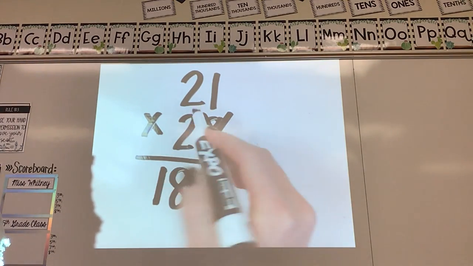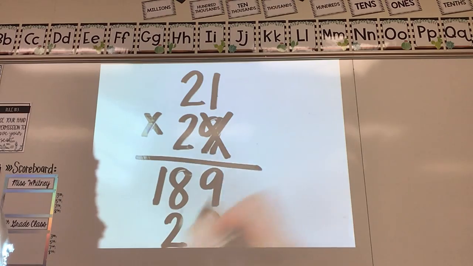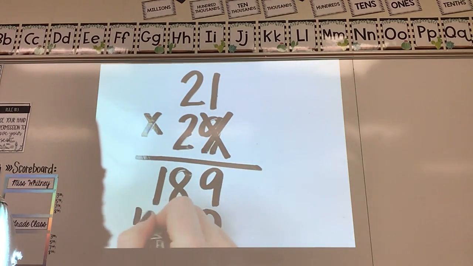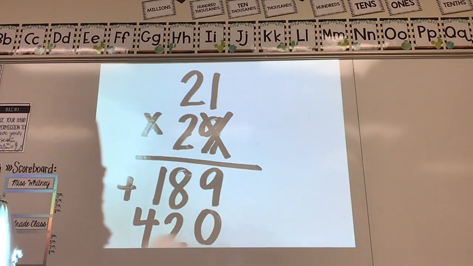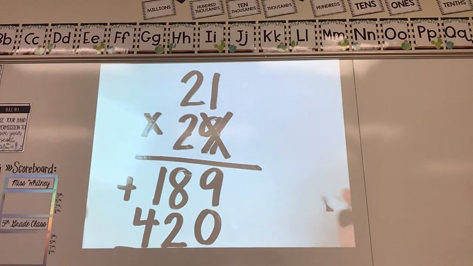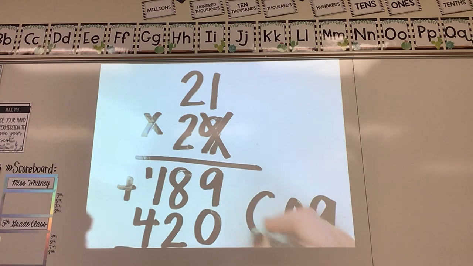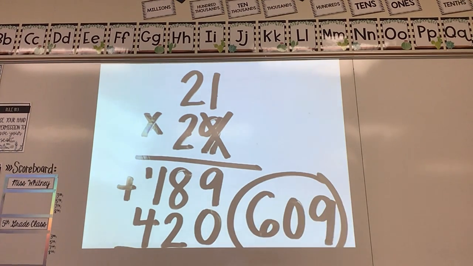And then I go with this 2. So 2 times 1 is 2. 2 times 2 is 4. And then I add them up. I'll do it on the side so you can see. That would be a 9. That would be a 10, so carry my 1, and that would be a 6. 609 should have been your final answer.